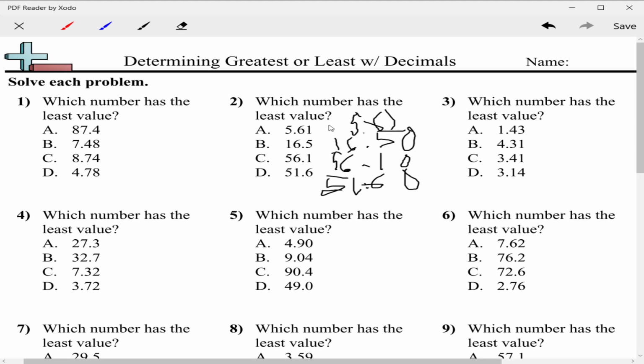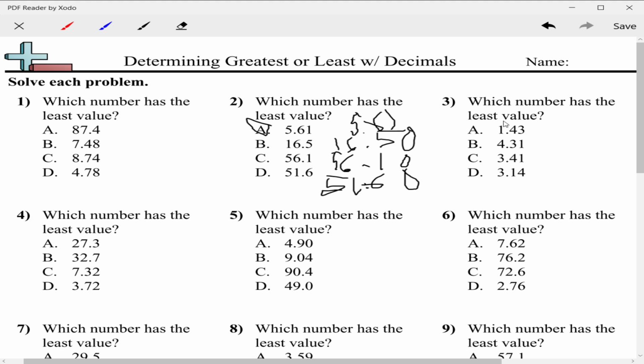And then you can just look over here. You don't even need to go past the decimal for these ones. It's, okay, which number is smallest? And then 5, 16, 56, or 51. And the answer, obviously, is going to be A.